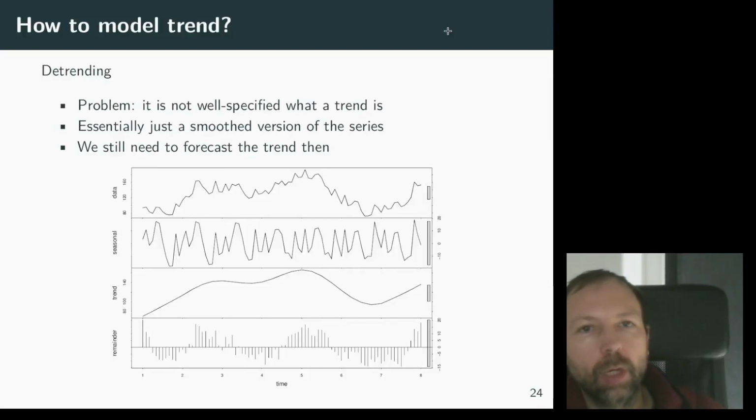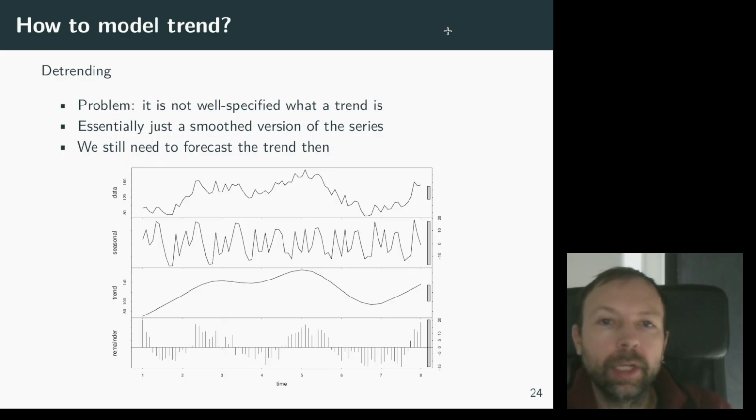Next question, how can we model trends? Right, so we are now looking at how to address different forms of non-stationarity. Well, we've seen that differencing can be done, but has some problems. If you have a trend, one thing you could do is detrend and get rid of the trend and make it in this way stationary.